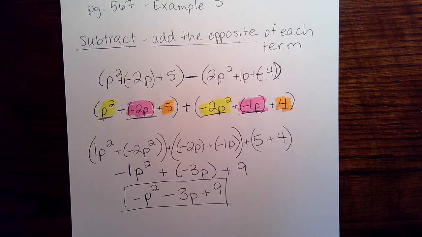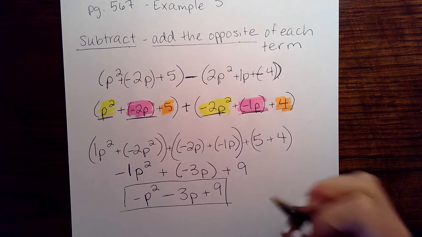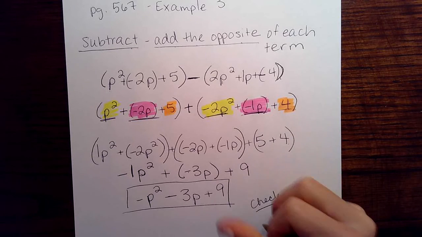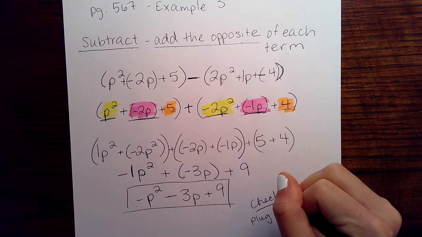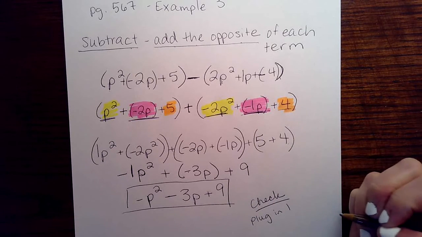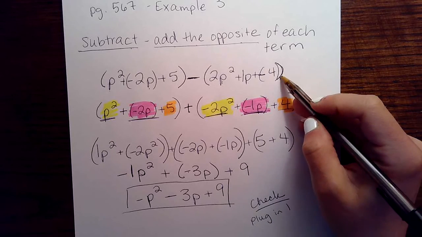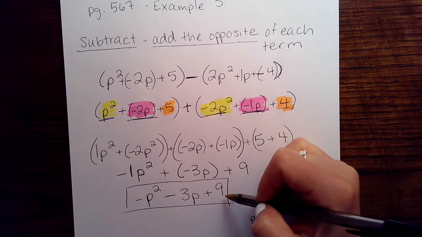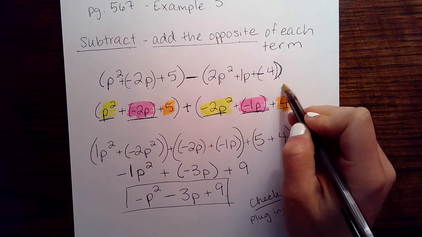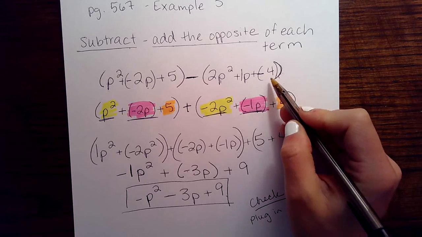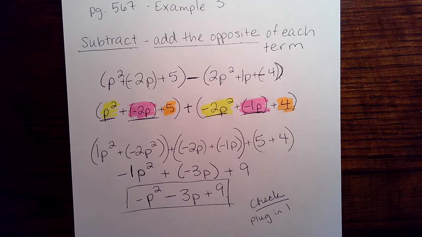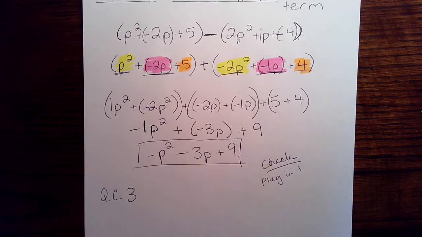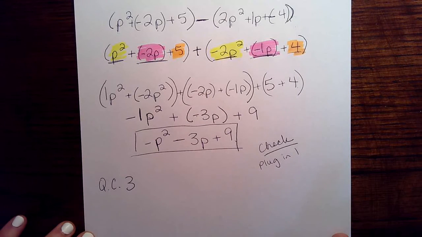The book also gives a great way to check these problems, and I won't require you to do this, but if you are going to check the problems, we would plug in some number. In this case, the book suggests we plug in 1. If I plug in 1 at the very beginning, and plug in 1 at the very end, I can see if I get the same outcome by following the order of operations. This would be a great time to look through that in the book and try that. And try quick check 3. Pause the video to try that, and I'll give you your answer in a second.